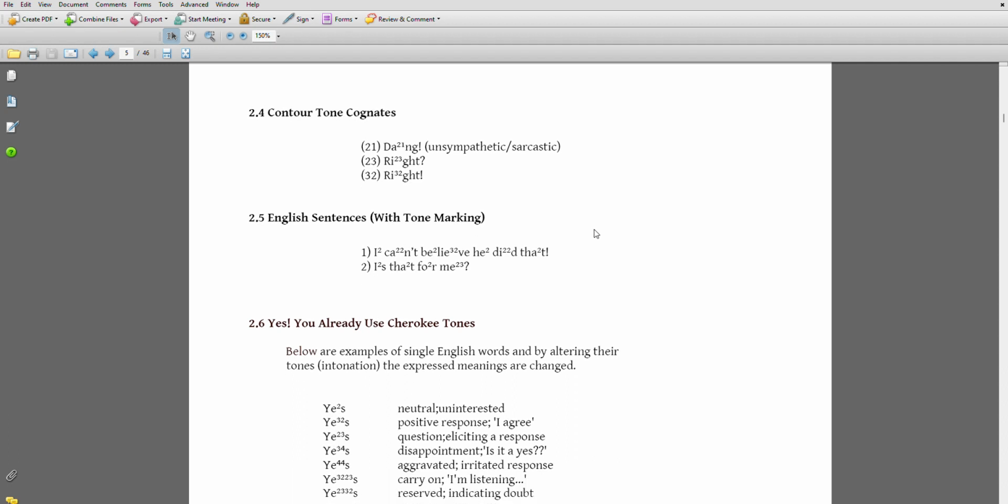Contour tone cognates. 2-1. You can hear this on an unsympathetic or sarcastic dang. Like, oh, you didn't pass your test? Dang. Very, very rude and sarcastic. Unsympathetic. Dang. And you can hear your voice lower when you go, dang, dang.